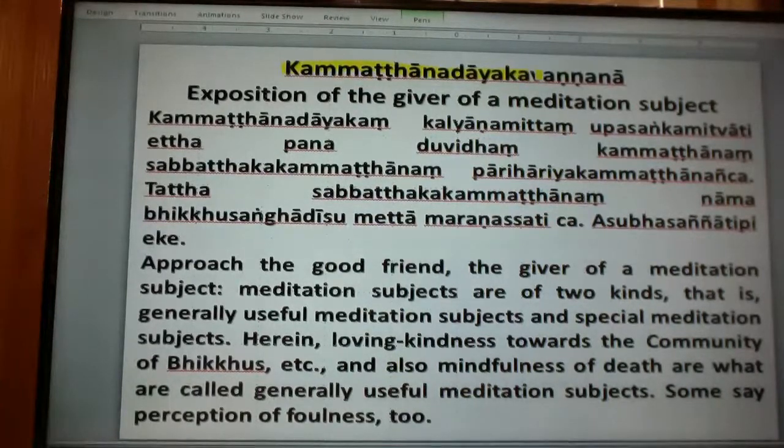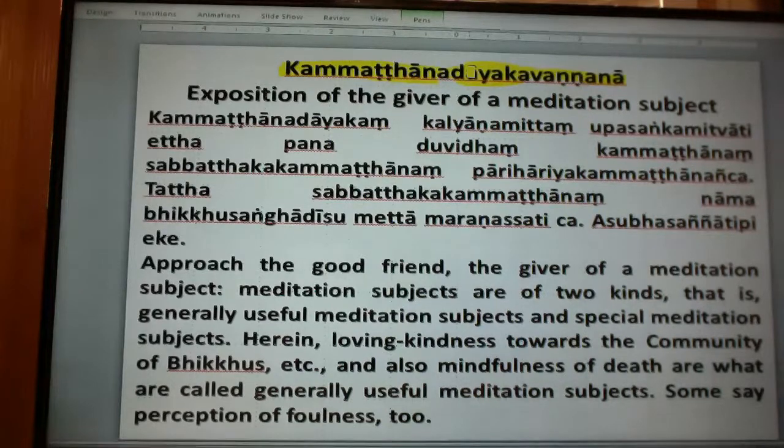Kammatthana Dayaka Vannana here. Kammatthana means the method of meditation. Dayaka means the person who has the ability to give. So the short meaning is the teacher. The teacher who has experience of meditation is able to give the method of meditation, isn't it? So we need to choose what kind of teacher is suitable to give the technique or method of meditation. So we have to know which person is better for us.